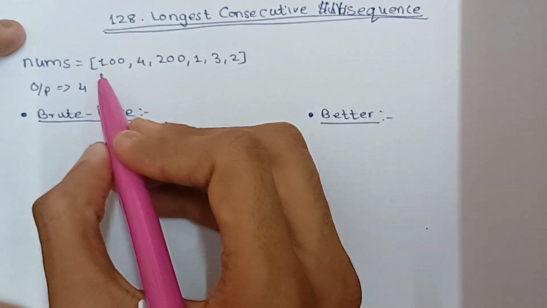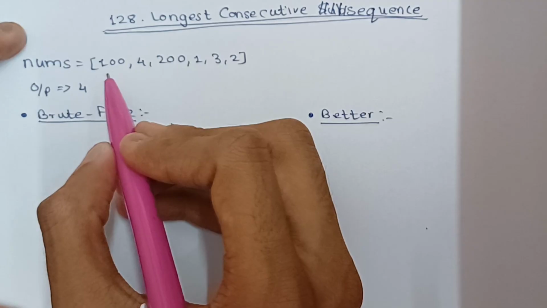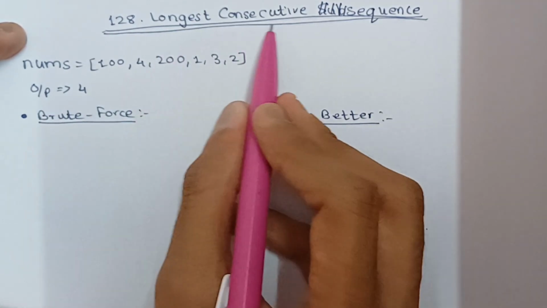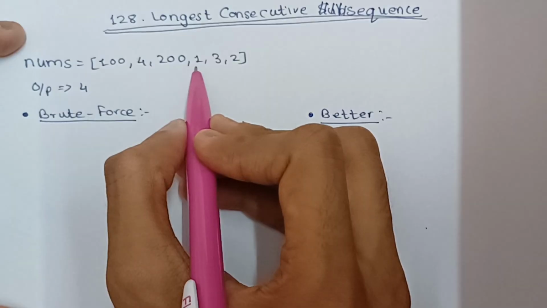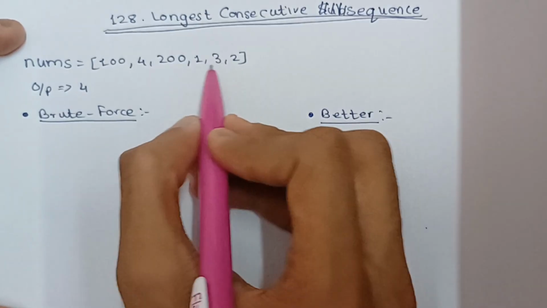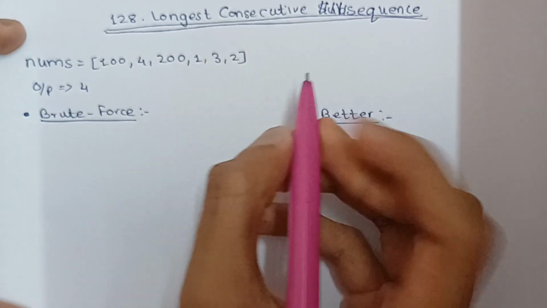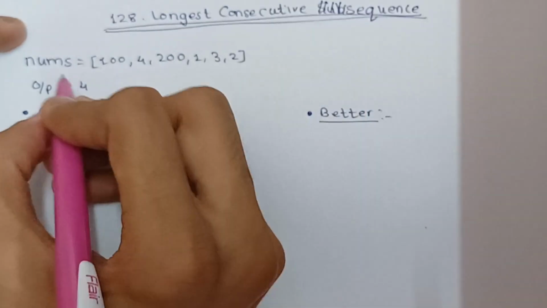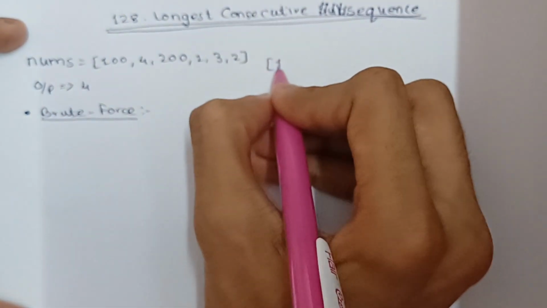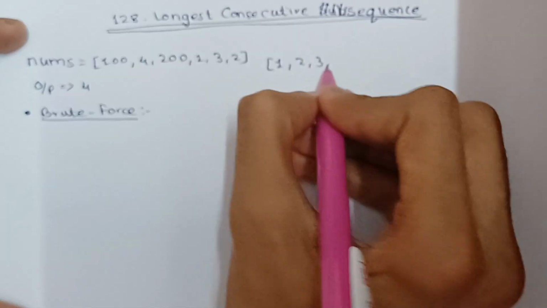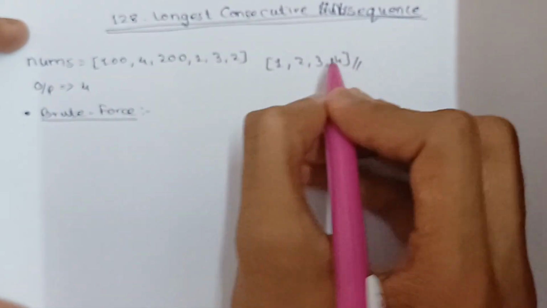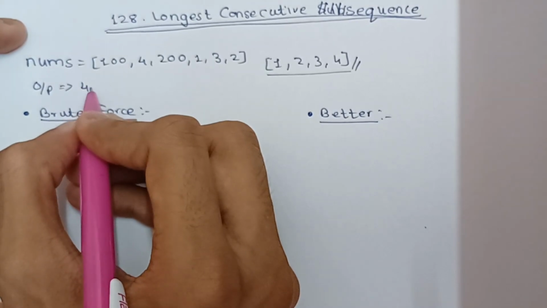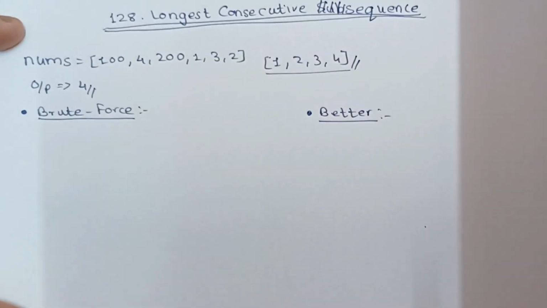The problem says that we have to find the length of the longest consecutive sequence. Here the consecutive sequence is 1, 2, 3 and 4. Consecutive sequence means the difference between two adjacent elements should be equal. The length here is 4, so the longest consecutive sequence is 1, 2, 3 and 4, and its length is returned as output, 4. First we will discuss the brute force approach.